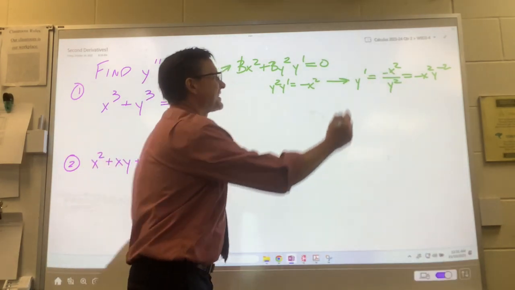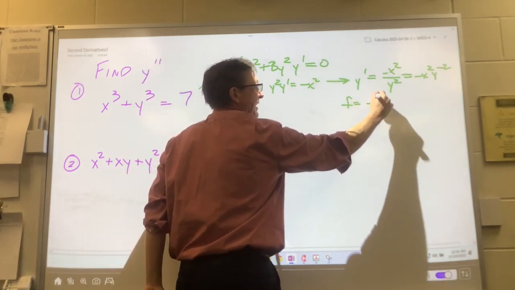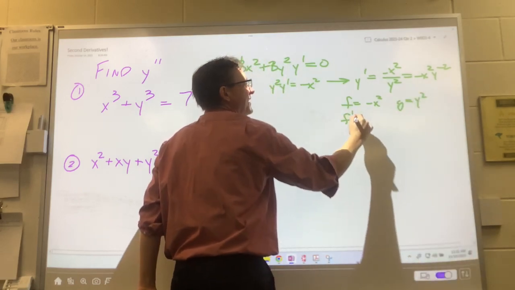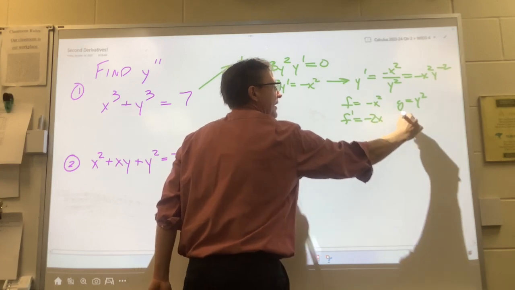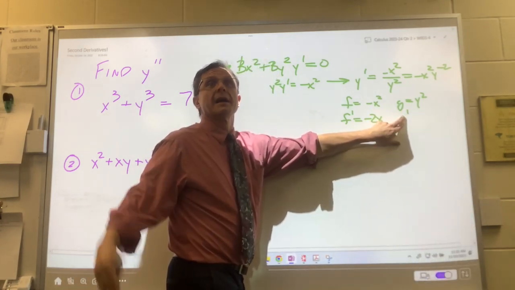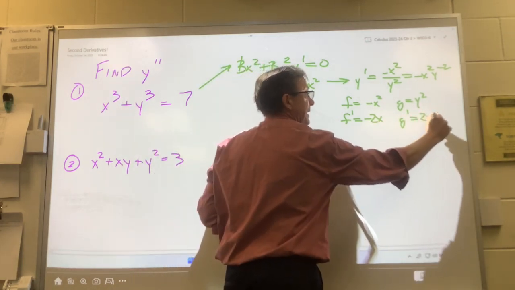All right, and if you're not seeing it, I'm going to write it out. F is going to be the top. G is going to be the bottom. F prime is easy. Negative 2x dx, but we divide, so it's just negative 2x. G prime, guys, right, derivative of y squared is 2y dy, divide by dx, 2y, y prime.